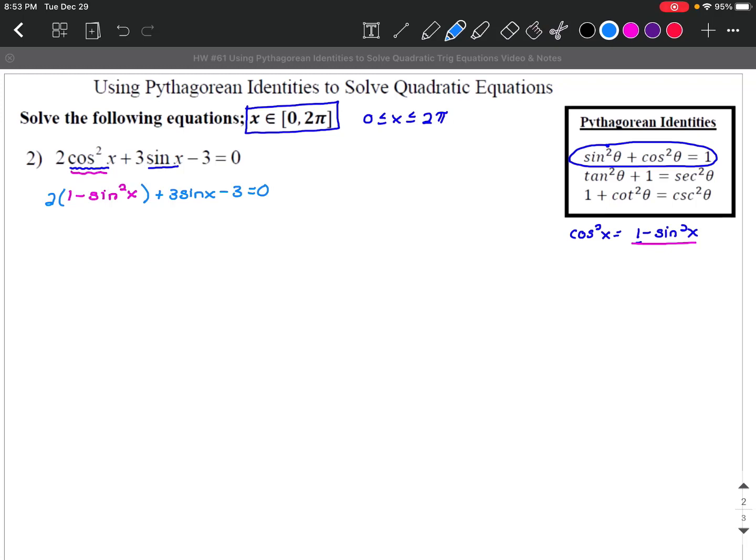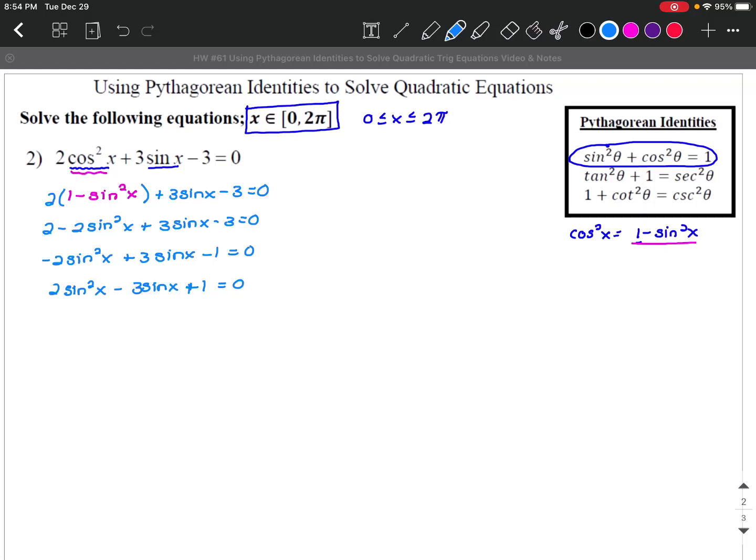Now we're solving just like we do with our regular quadratic trig equations. We're going to distribute the 2. Now we have negative 2 sine squared x plus 3 sine x, and 2 minus 3 is minus 1. Now we don't like to factor when the squared term is negative, so you can either multiply every term by negative 1 or divide every term by negative 1, and then we would have 2 sine squared x minus 3 sine x plus 1 still equal to 0.